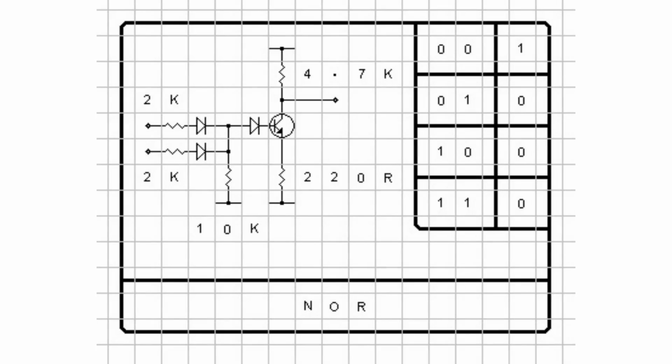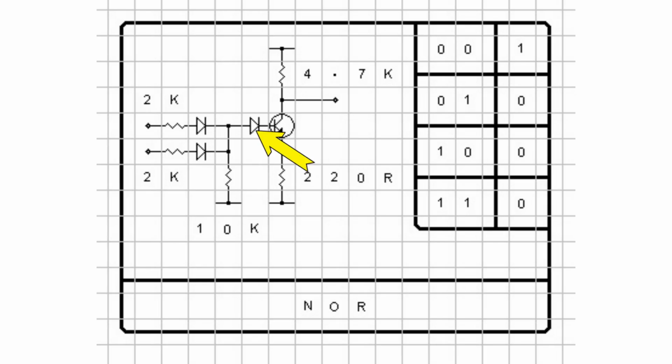Now for the NOR gate. This is a 10K pull down resistor. It is optional and just makes sure the base is kept low when there is no input. These diodes allow current to flow in and turn on the transistor but prevent any inputs that are low from pulling the transistor's base low. These are current limiting resistors that protect the base of the transistor.